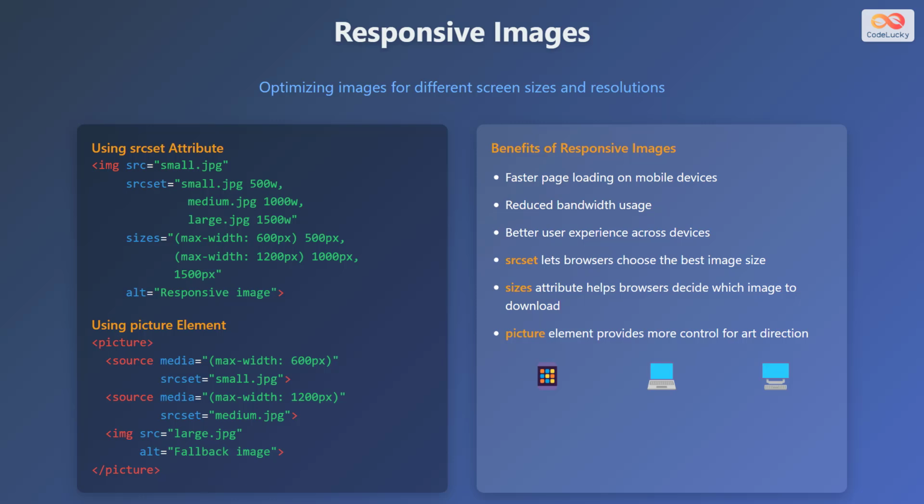The benefits of using responsive images include faster page loading on mobile devices, reduced bandwidth usage, and an improved user experience across all devices. Utilizing srcset lets browsers choose the best image size, while the sizes attribute helps decide which image to download, and the picture element provides greater control for art direction.